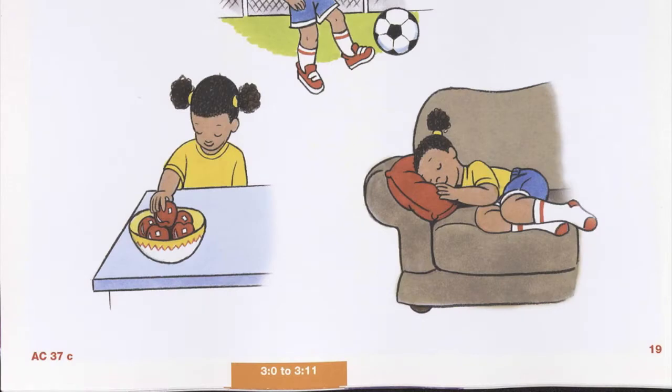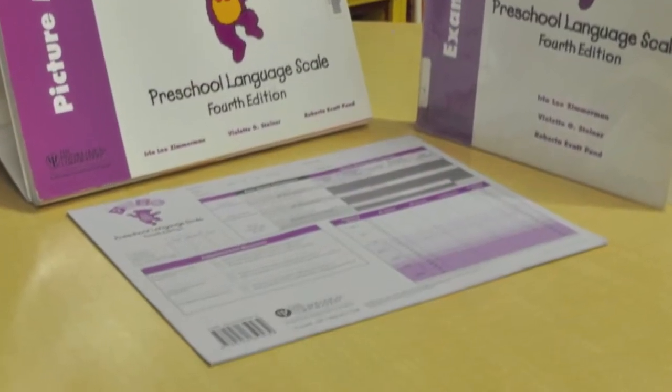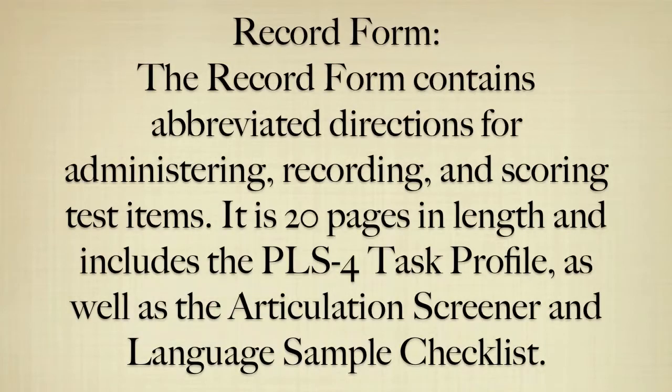This is page 19, and as you can see on the bottom left corner, AC 37C, this means the pictures correspond to the directions from the auditory comprehension portion of the test, task number 37, Part C on the record form. Record form. The record form contains abbreviated directions for administering, recording, and scoring test items.